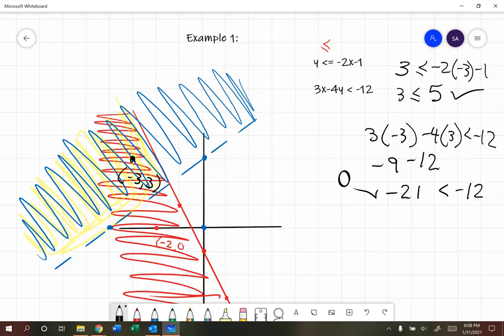So again, really quickly, make sure that you're paying attention to solid and dotted lines, and then make sure that you're checking a solution or a non-solution for each of the lines that you draw to determine whether you are going to shade them or not. And then the parts of the graph that are double shaded are going to be the solution set for that system of linear inequalities.